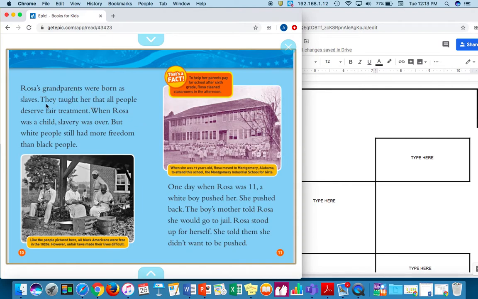Rosa's parents were born as slaves. They taught her that all people deserve fair treatment. When Rosa was a child, slavery was over, but white people still had more freedom than black people. One day when Rosa was 11, a white boy pushed her. She pushed back. The boy's mother told Rosa that she would go to jail. Rosa stood up for herself. She told them she didn't want to be pushed.